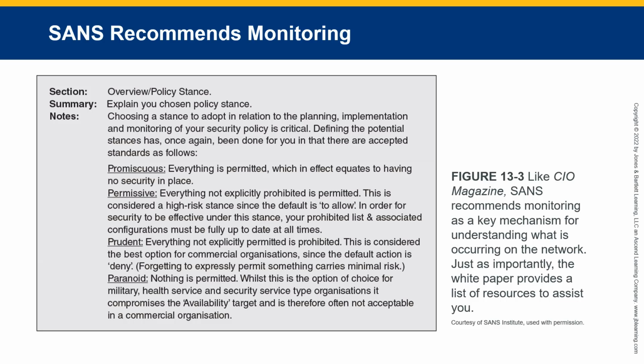Prudent: everything not explicitly permitted is prohibited. This is considered the best option for commercial organizations since the default action is deny. Forgetting to expressly permit something carries minimal risk. Paranoid: nothing is permitted. Whilst this is the option of choice for military, health service, and security service type organizations, it compromises the availability target and is therefore often not acceptable in a commercial organization.